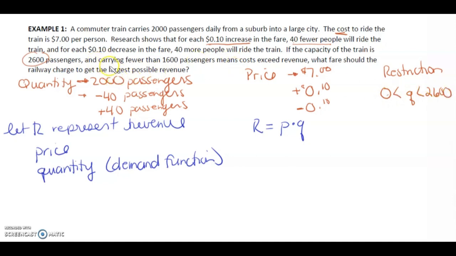Carrying fewer than 1,600 passengers means costs exceed revenue. So actually, let's change this to 1,600. The number of passengers has to be between 1,600 and 2,600, and it can include these numbers because this is saying carrying strictly fewer than 1,600 passengers. What fare should the railway charge to get the largest possible revenue?